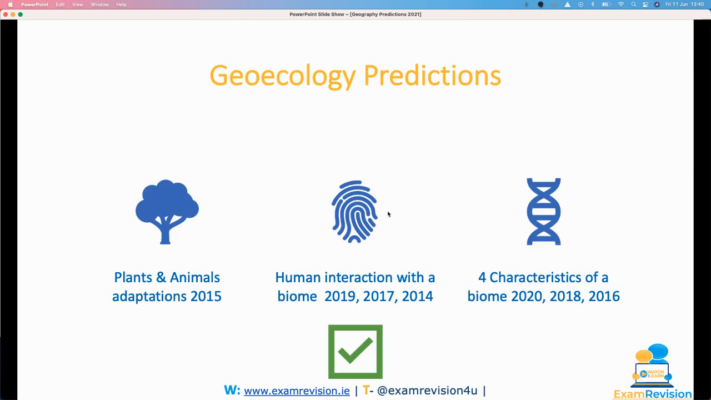And then bring it on to the very last one, the geoecology. So I said that if you knew these 3 essays, you'd be absolutely fine going into the exam. And the question that came up was the human interaction with the biome. Okay, that was the question that came up. It came up for geoecology, and it was question 18. So fantastic, absolutely delighted. I hope everyone smashed their Leaving Cert geography paper, and you were all able to greatly benefit from our predictions, from all our resources, from our notes, from our platform on ExamRevision.ie.